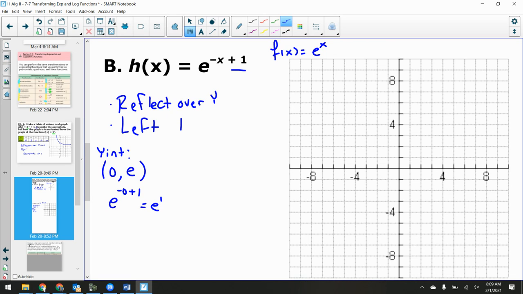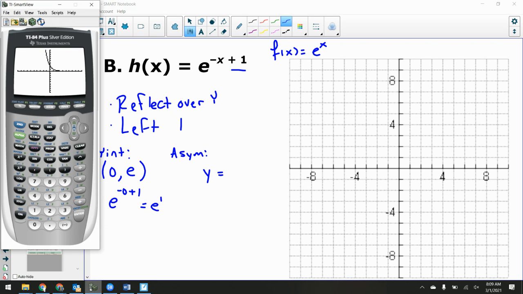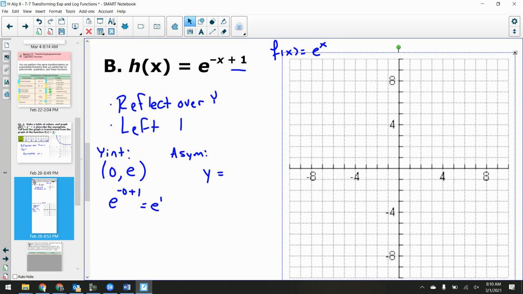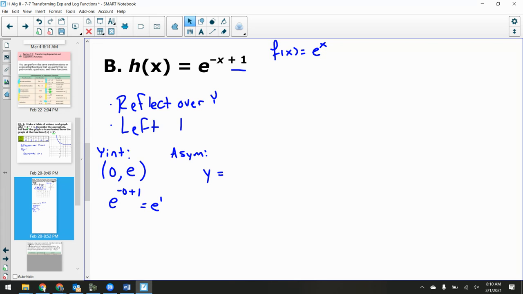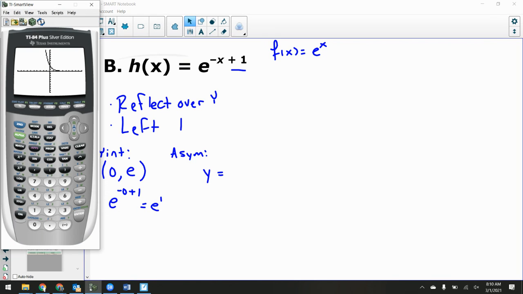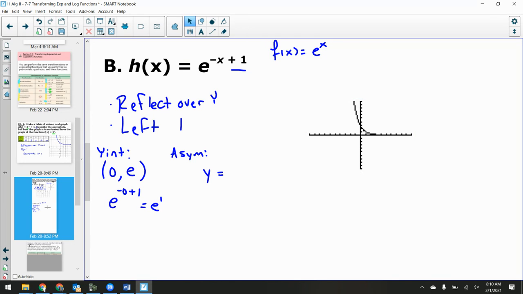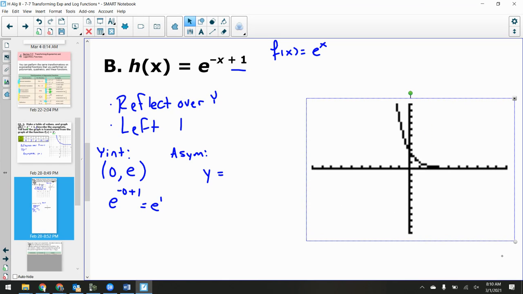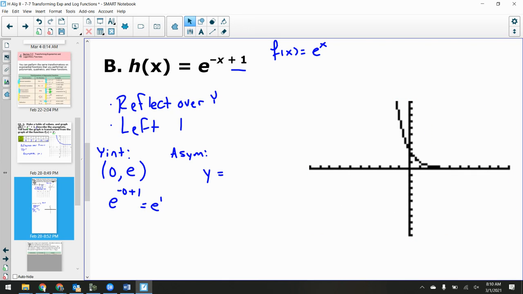And then where is the asymptote? y equals what? Did it change at all? And let me just do that. Let me throw this guy out of the way and bring this guy over here. Did my asymptote change at all? No, because I didn't do anything really vertical with this thing, shifting up or down.